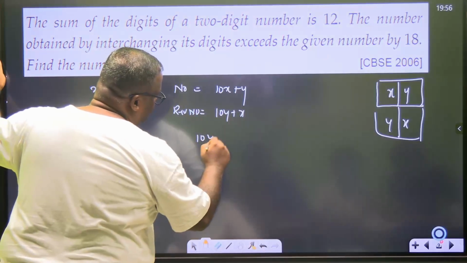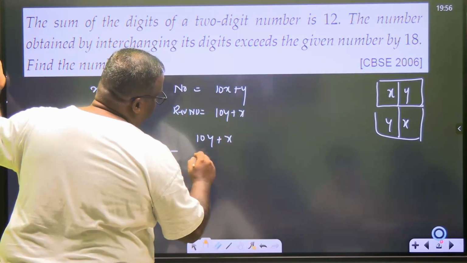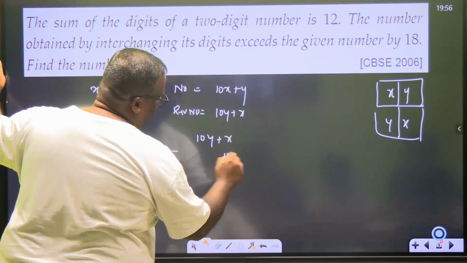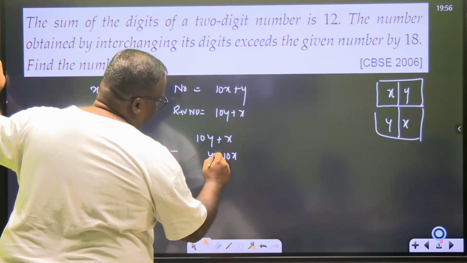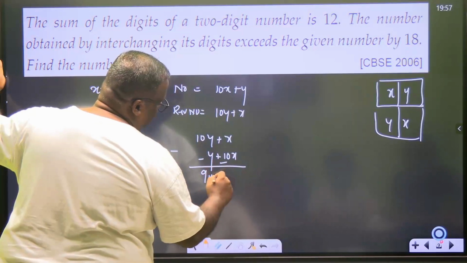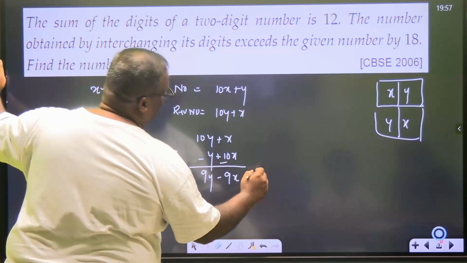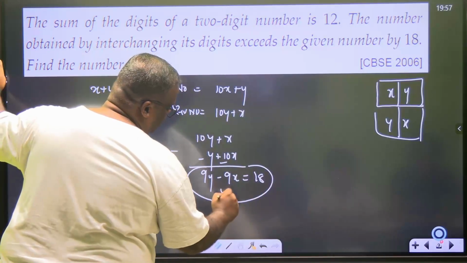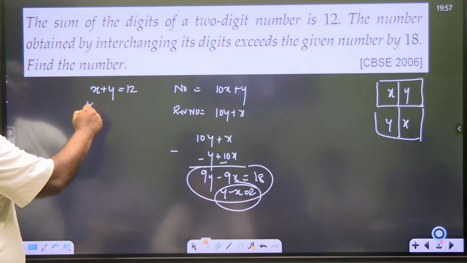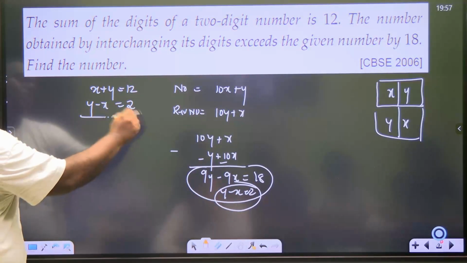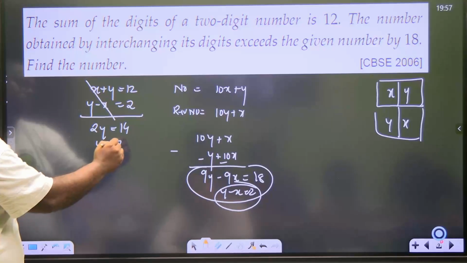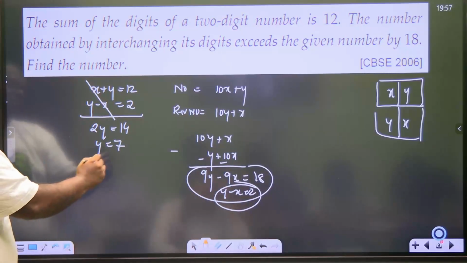That means 10y plus x minus 10x plus y. Exceeds, so this becomes minus, this minus. So this becomes 9y, and this becomes minus 9x, and exceeds by 18. So this is one equation which can be y minus x is equal to 2. Easy equation: y minus x equal to 2. So add them. This goes away. 2y is equal to 14. y is equal to 7. If y is equal to 7, then x is equal to 5.